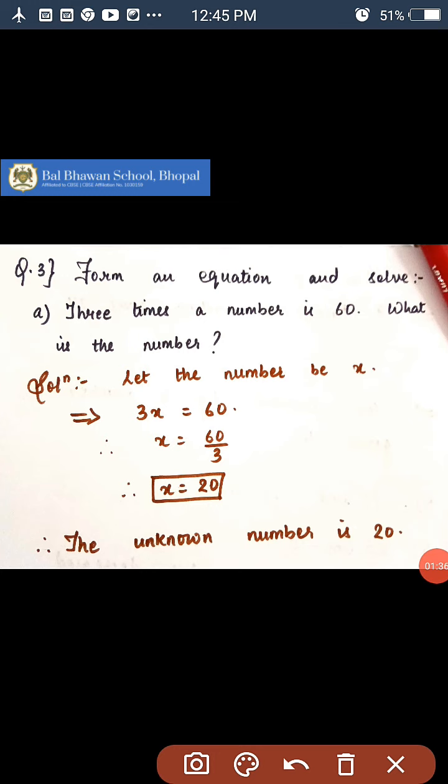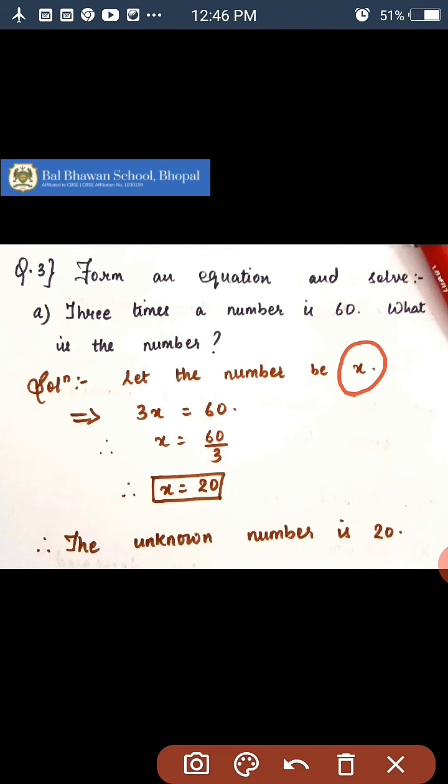Now, let us continue with exercise 7D, question number 3. Here, we need to form an equation and then solve it. So, let us come to the first part. The question given here is 3 times a number is 60. What is the number? Let us assume that the number is x. Make sure, children, you can take any other variable also.